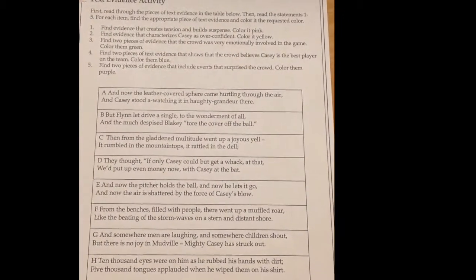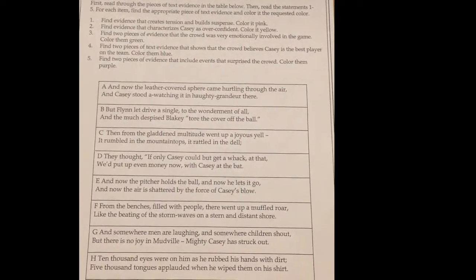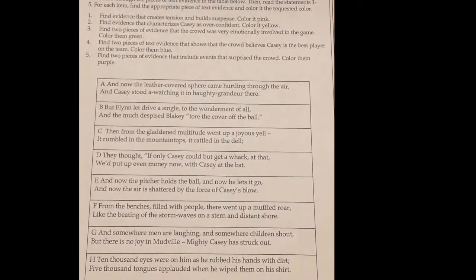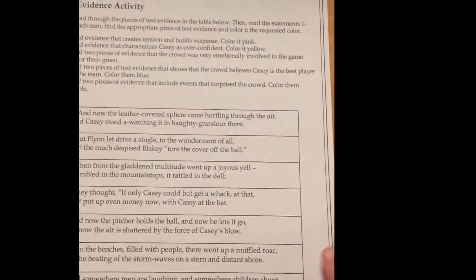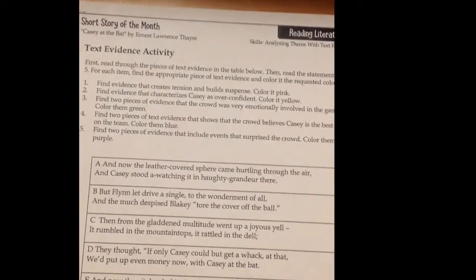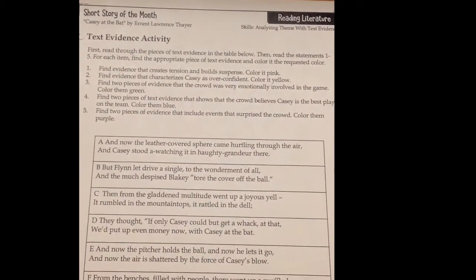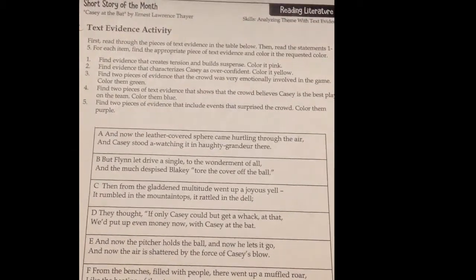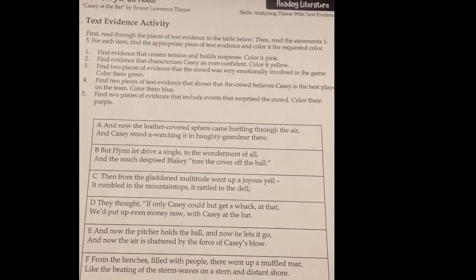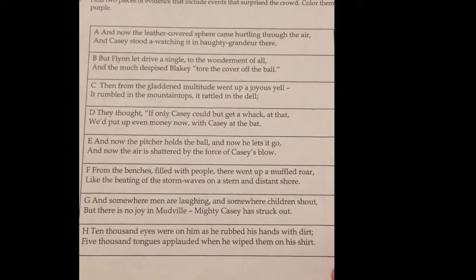So first, just like with everything we do, let's start with our directions. The first thing it says to do is to read through the pieces of evidence in the table below. Then read statements 1 through 5, and for each item, find the appropriate piece of text evidence and color it the requested color. Okay, so first we're going to read A through H.